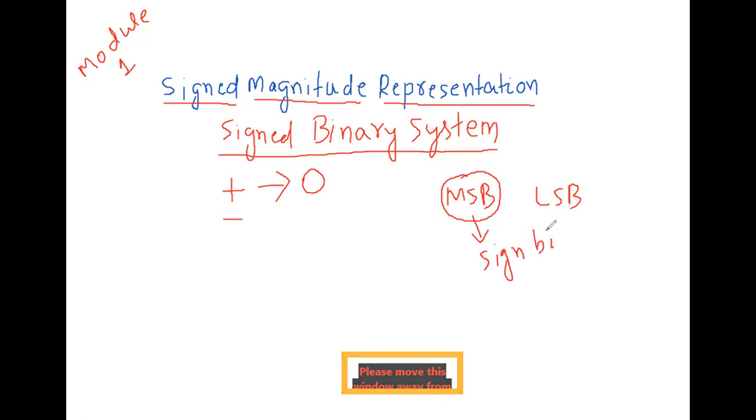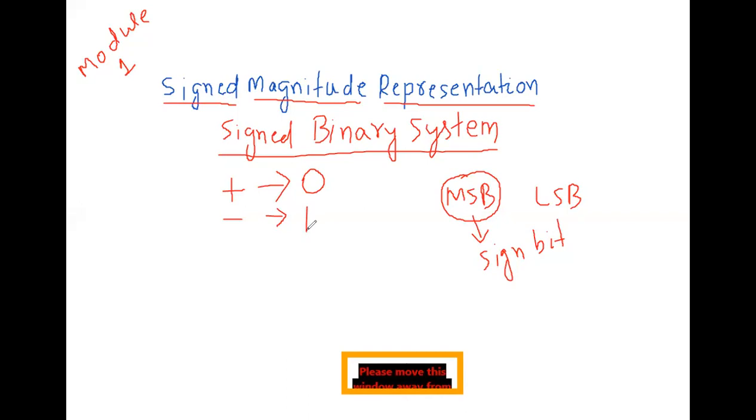Based on the MSB value, we can say whether it is a positive or negative binary number. If the MSB bit is 0, then it is a positive binary number. If the MSB bit is 1, then it is known as a negative binary number. Understood? We'll take some examples.